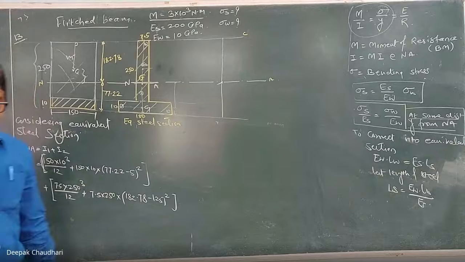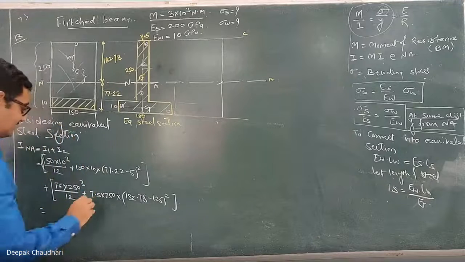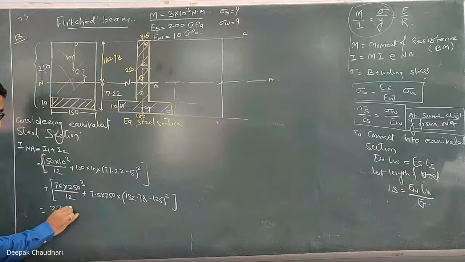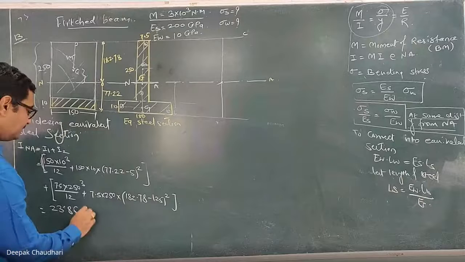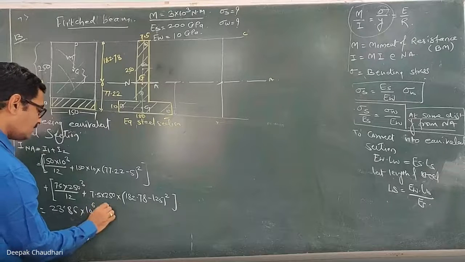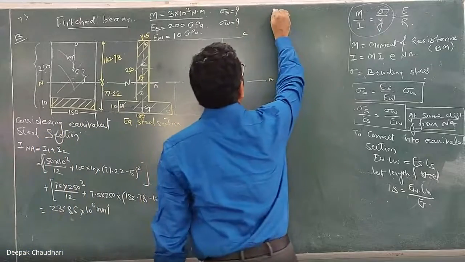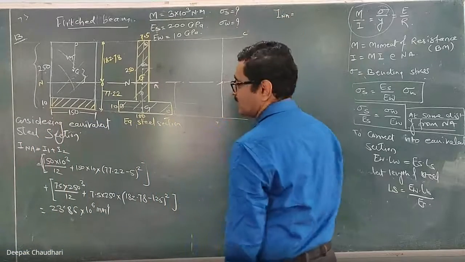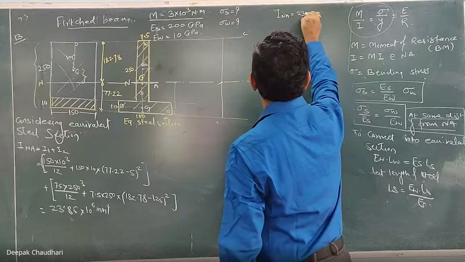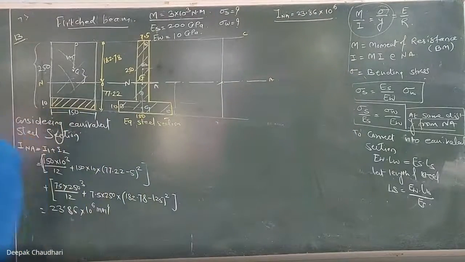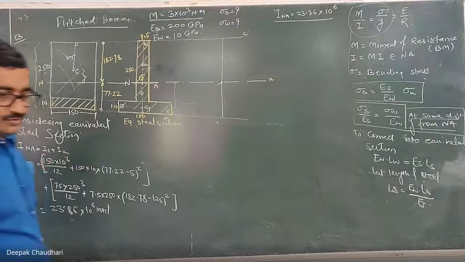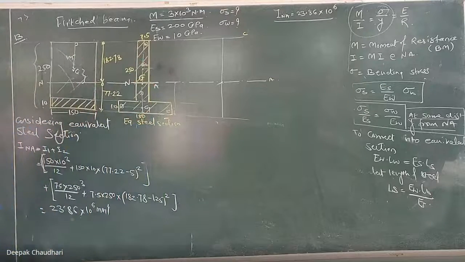How much? Twenty-three point eight six into 10 to the power 6 millimeters raised to the power 4. This is the moment of inertia of this steel section about the neutral axis, 23.86 into 10 raised to 6. I don't have the space, so I'm going to wipe this out. Any doubt? Any doubt in the calculation of the moment of inertia for the equivalent steel section?